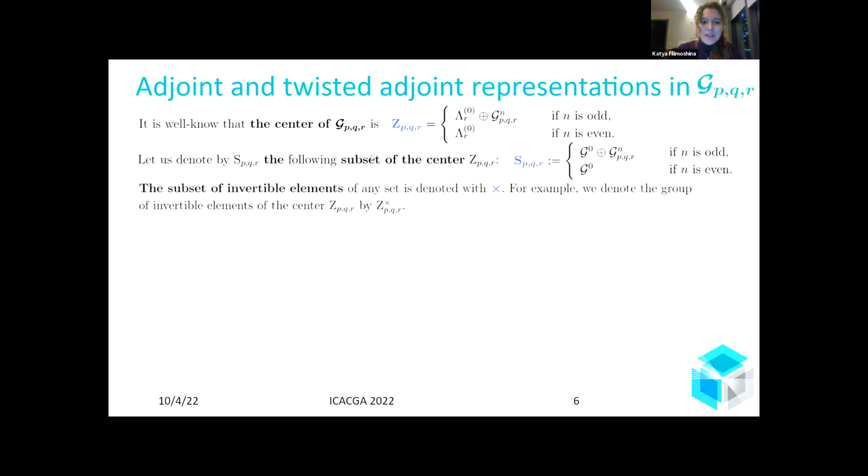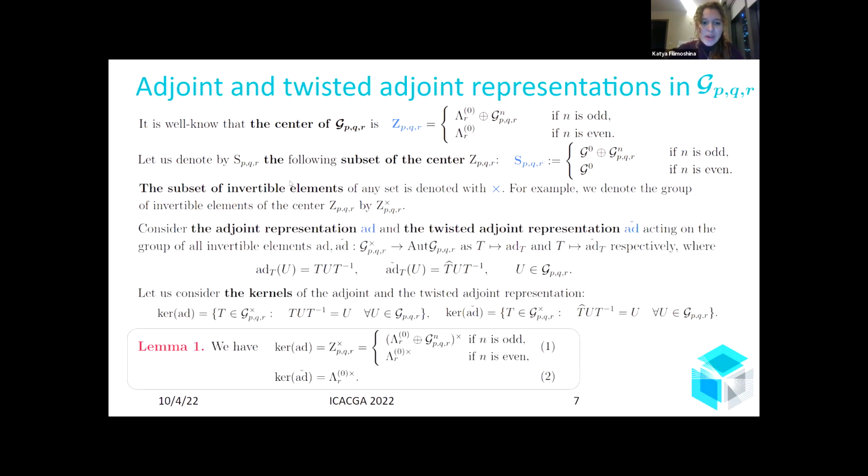Now let us consider the center of the degenerate geometric algebra. It is denoted by ZPQR. It is well known that the center of GPQR has this form. We also need the subset SPQR of the center ZPQR. This subset has this form. We denote the subset of all invertible elements of any set this way. For example, the group of all invertible elements of the center is denoted like that.